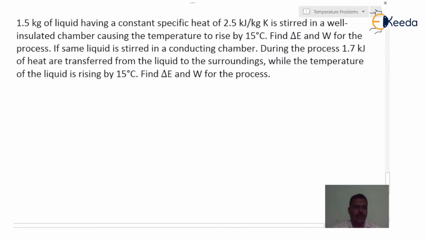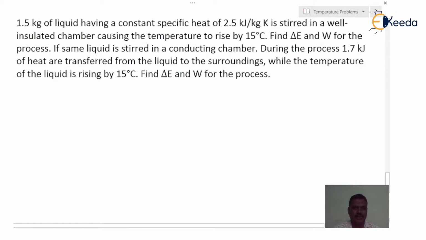In this problem, 1.5 kg of liquid having a constant specific heat of 2.5 kilojoules per kg Kelvin is stirred in a well-insulated chamber, causing the temperature to rise by 15 degrees Celsius. Find delta E and W for the process.